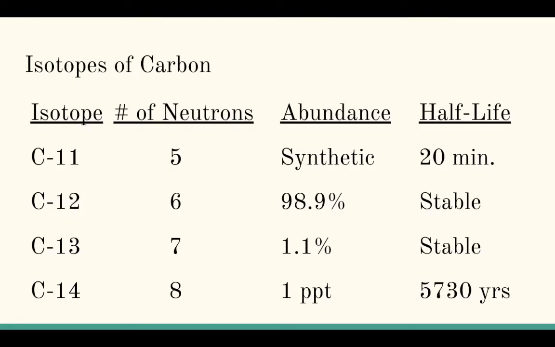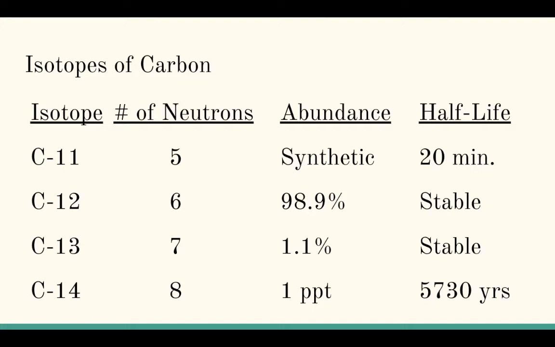This is showing us the isotopes of carbon, 3 of which occur naturally and the 4th synthetically in a lab. Carbon-11 has 6 protons and 5 neutrons, and it has a half-life of about 20 minutes, but it doesn't form in the natural world. Carbon-12, as I said, is the most stable form of carbon, and being stable, it doesn't decay to anything, so it doesn't have a half-life.